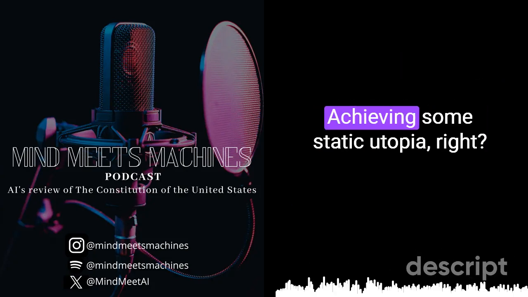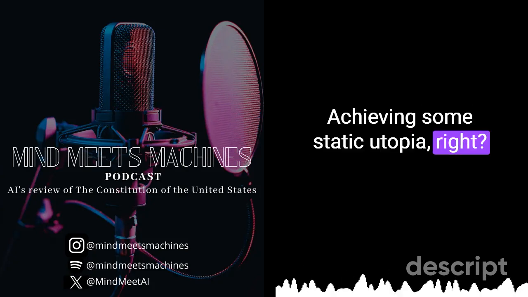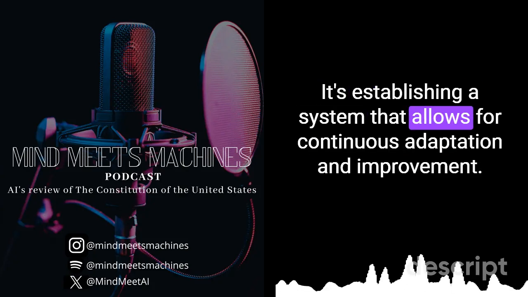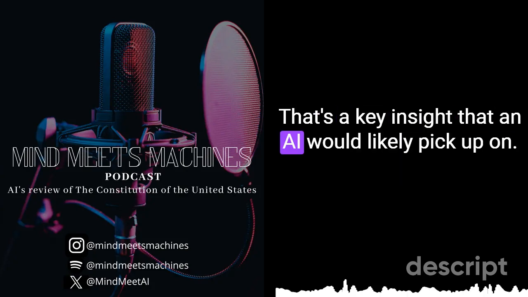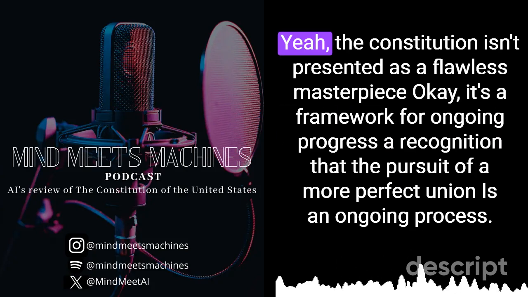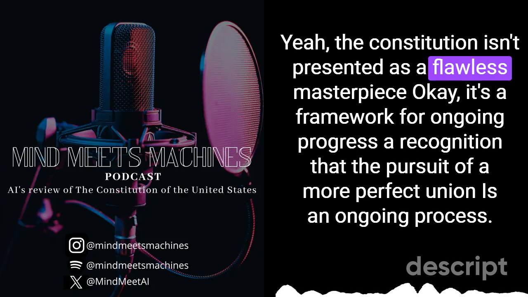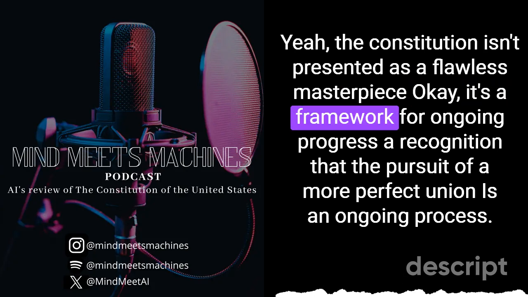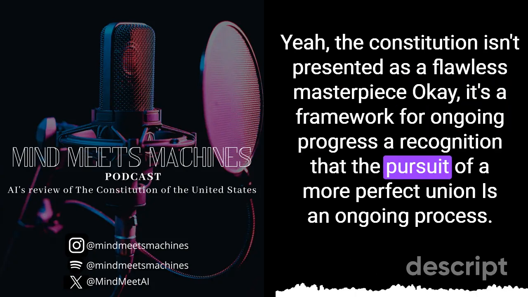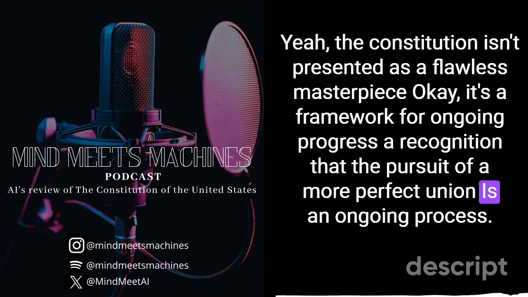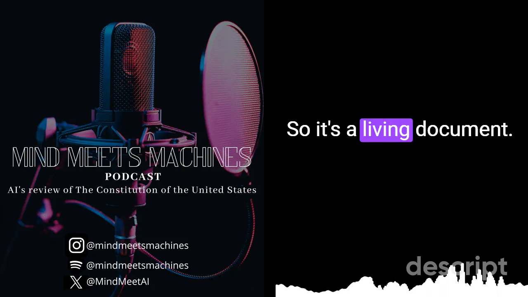It's not about achieving some static utopia. It's establishing a system that allows for continuous adaptation and improvement. That's a key insight that an AI would likely pick up on. The Constitution isn't presented as a flawless masterpiece. It's a framework for ongoing progress, a recognition that the pursuit of a more perfect union is an ongoing process. So it's a living document.